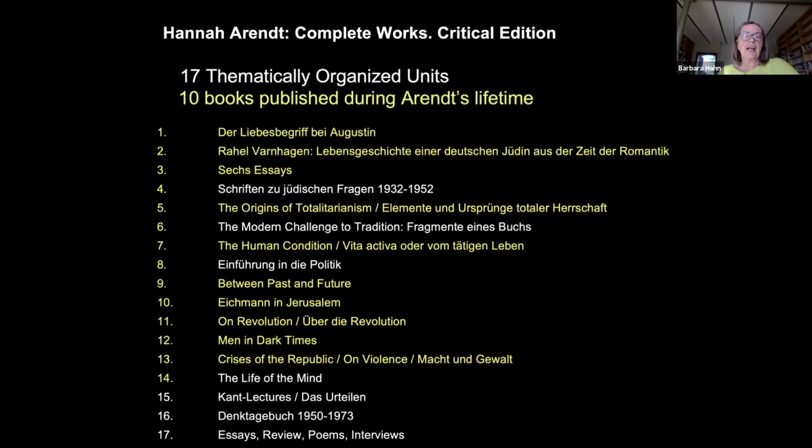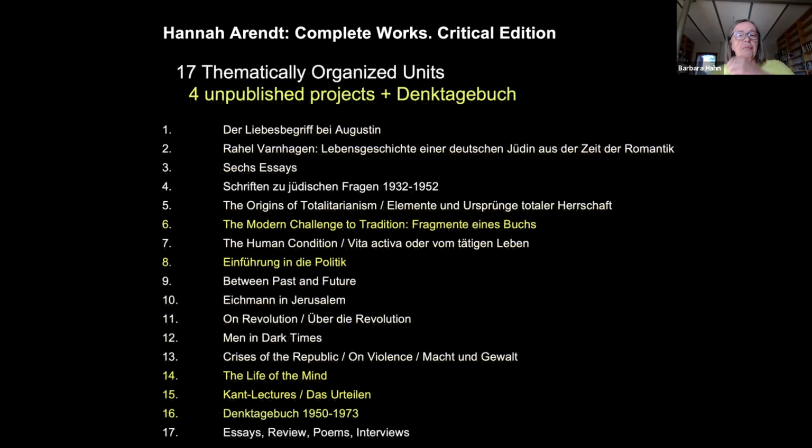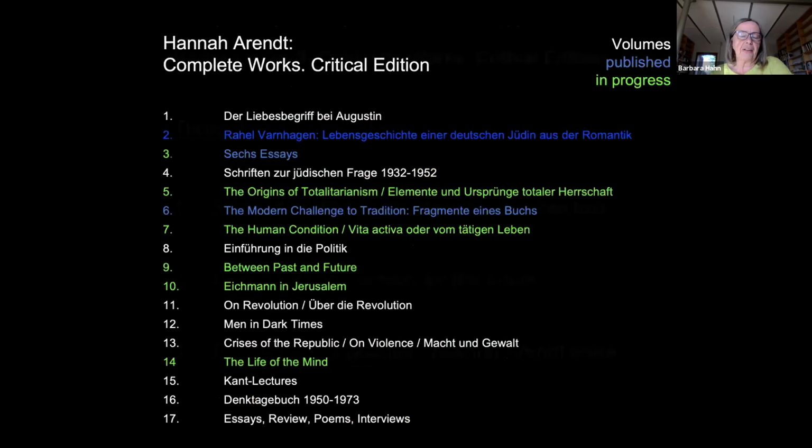Next. So here you can see the books that Hannah Arendt published during her lifetime. She published 10 books, marked in yellow. She left behind 4 unpublished projects and her Denktagebuch, her thinking diary.